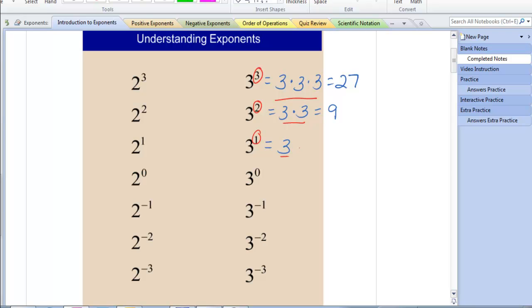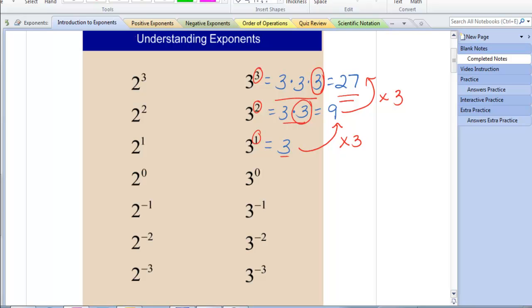So when we went from 3 to the first to 3 to the second, we multiplied by 3. We multiplied by an additional 3. So 3 times 3 is 9. When we went from 3 squared up to 3 to the third, we multiplied by an additional 3. So we multiplied 9 times 3 to get 27. And that goes on and on and on. So every time our exponent increases by 1, we're multiplying whatever we have by an additional base.